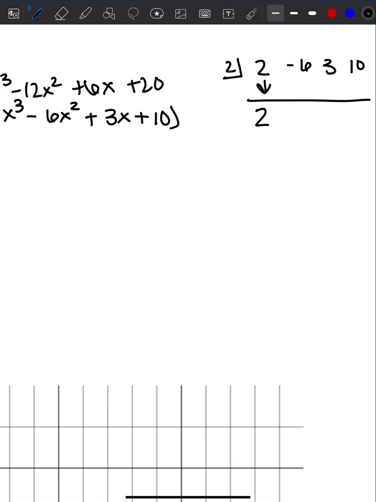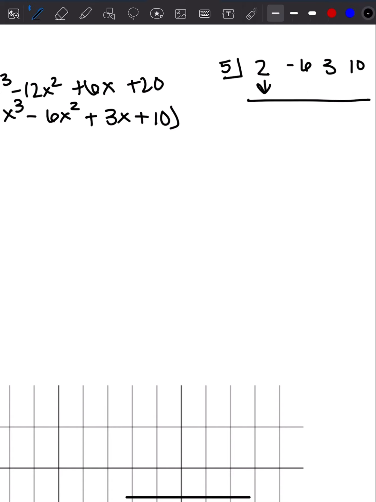So we have 2 times 2 is 4. And if I add these together, negative 6 plus 4 is going to be negative 2. Negative 2 times 2 is negative 4. This would give us negative 1. Negative 1 times 2 is negative 2, and that didn't work either. So then we might try something else.